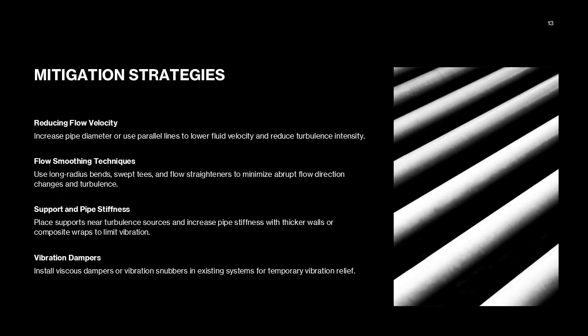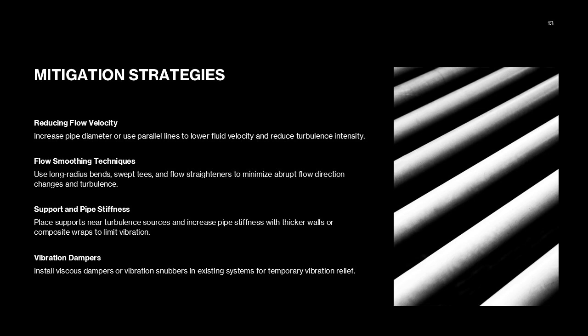Preventive measures, design considerations and mitigation strategies. Preventing vibration caused by flow-induced turbulence requires a combination of design improvements and operational controls. Key strategies include reducing fluid velocity by increasing pipe diameter or using parallel lines, which lowers turbulence intensity. Flow smoothing techniques, such as employing long-radius bends, swept tees, and flow straighteners, help minimize abrupt changes in flow direction. Selecting valves with high recovery factors and streamlined trims can reduce turbulence downstream of control points.